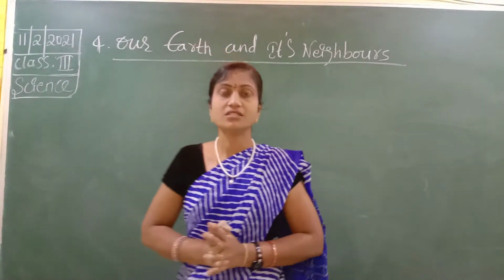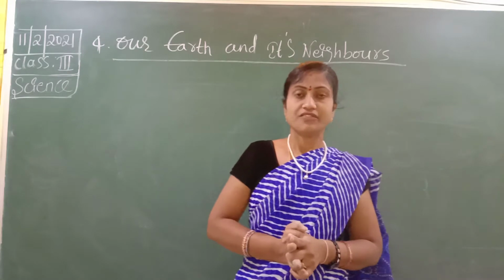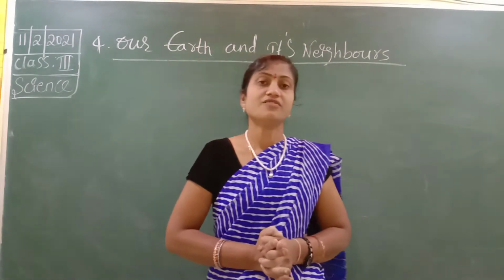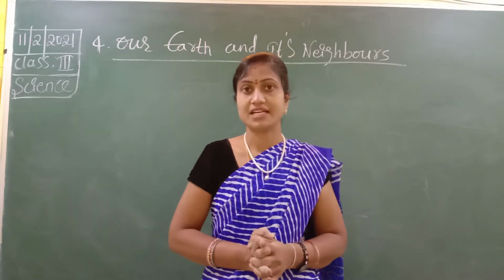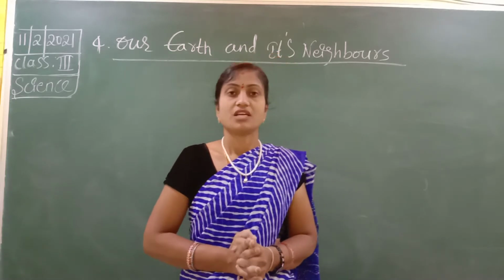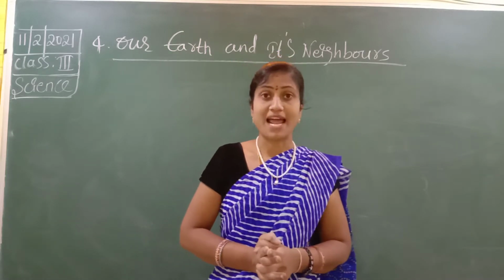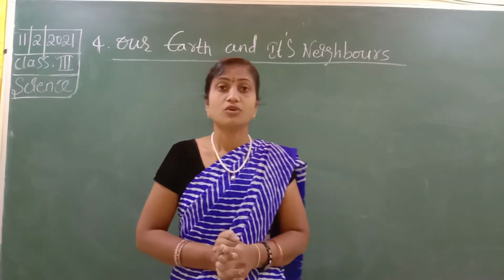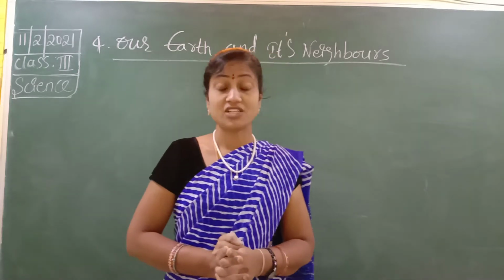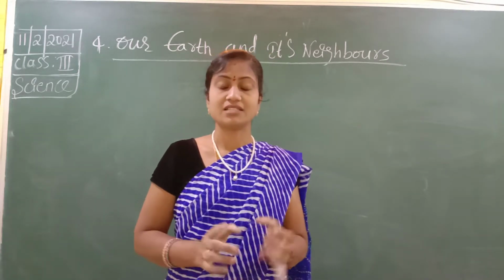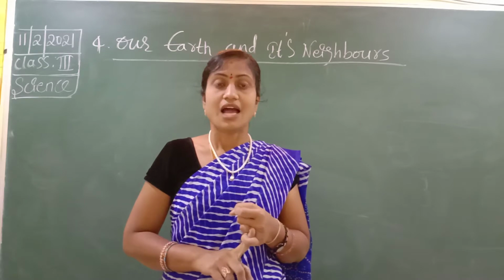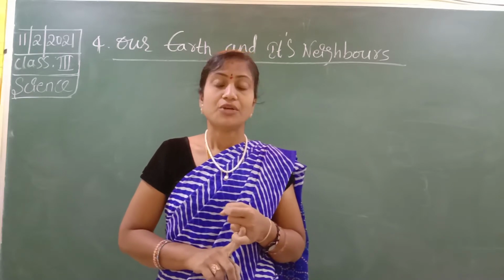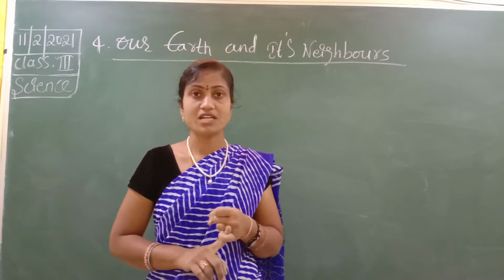Good morning, children. Yesterday we completed half of the lesson. Which lesson? Our Earth and its neighbors. Our Earth is one planet. We know very well. So, how many planets are there? Eight planets are there. The Sun and the eight planets together form our solar system.